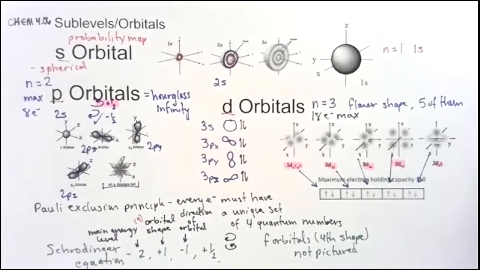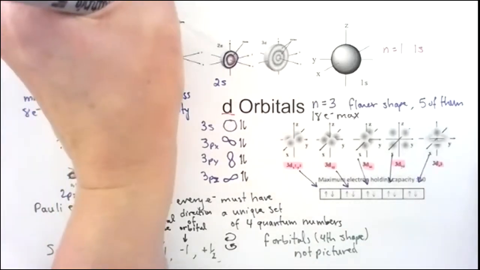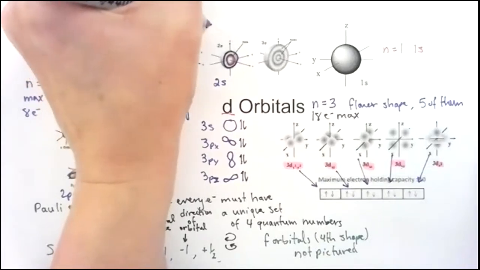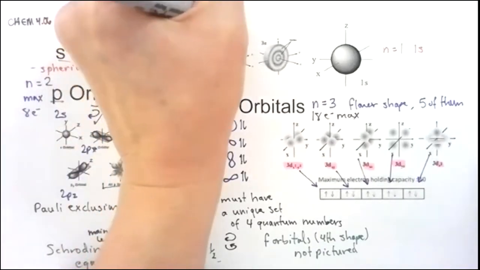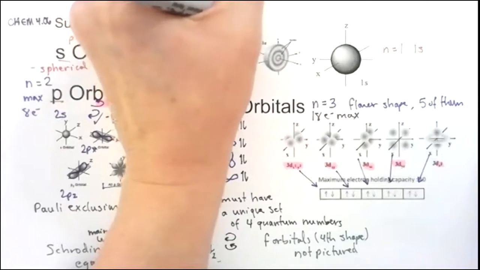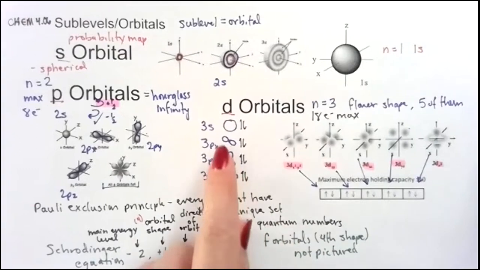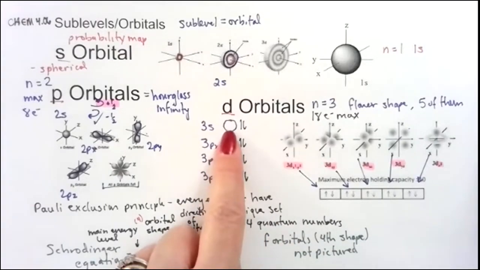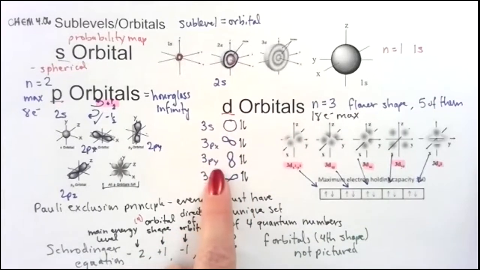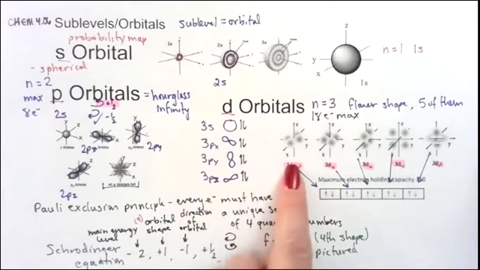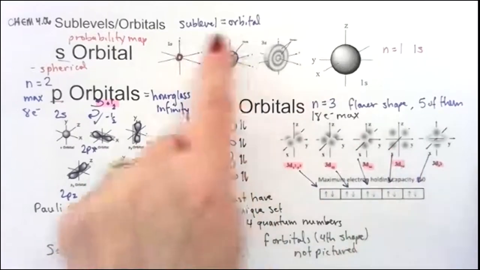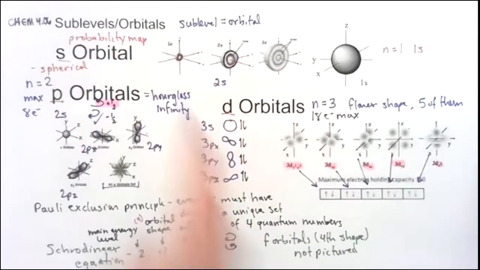So let's add that to the notes before we wrap things up. Sublevel, so if it asks in your homework, what are the sublevels for n equals 3? They're asking what are the orbitals for n equals 3. So you could say the sublevels for n equals 3 are the 3s, 3px, 3py, 3pz, and then the 5 3ds. So that's why this is sublevel / orbital.